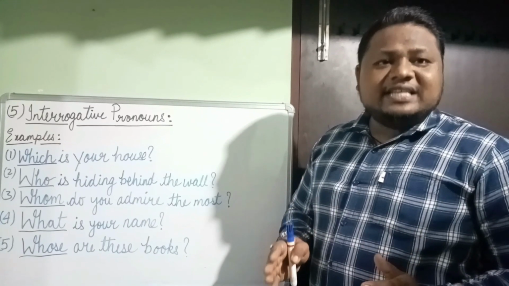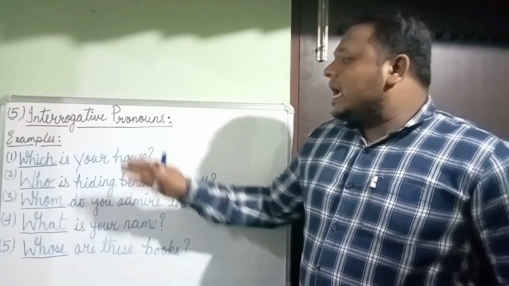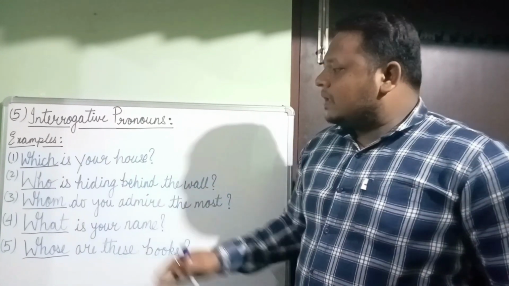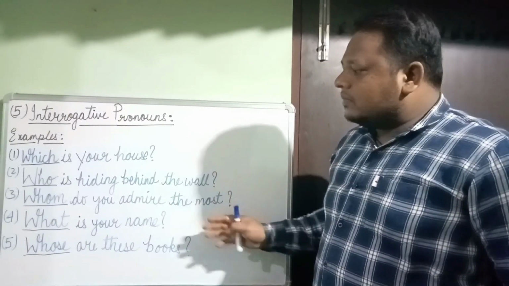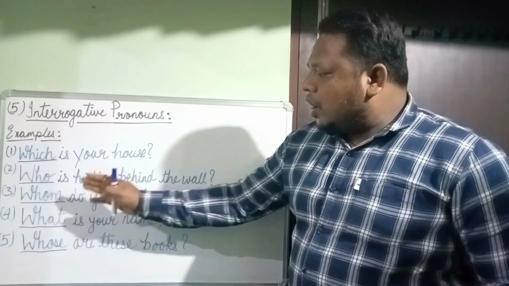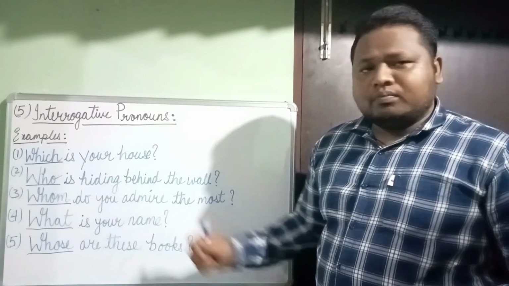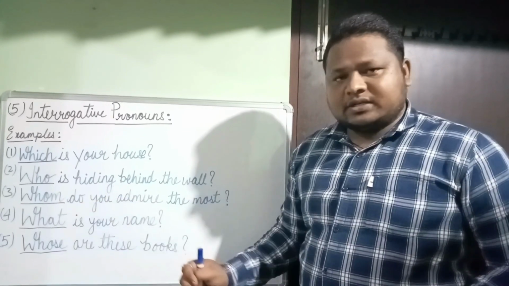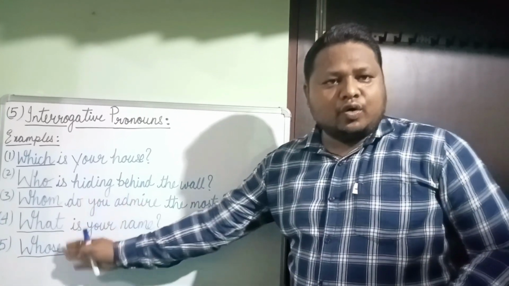Now, let us see some examples of interrogative pronouns. Number 1. Which is your house? Which. Who is hiding behind the wall? Who. Whom do you admire the most? Whom. What is your name? What. Whose are these books? Whose.